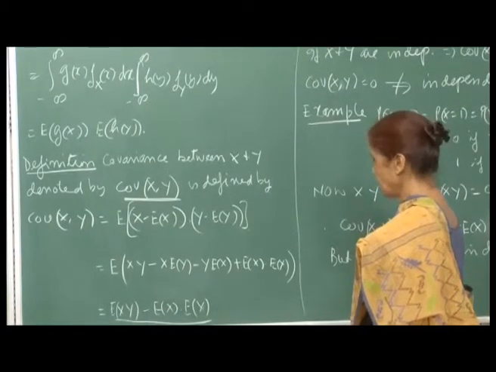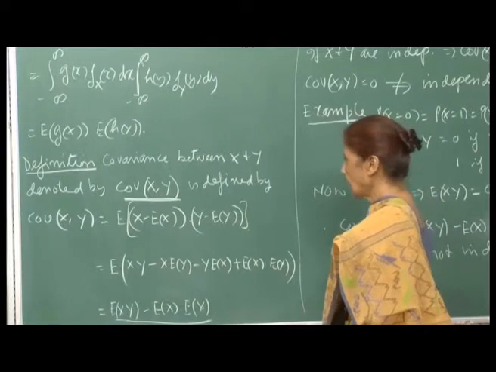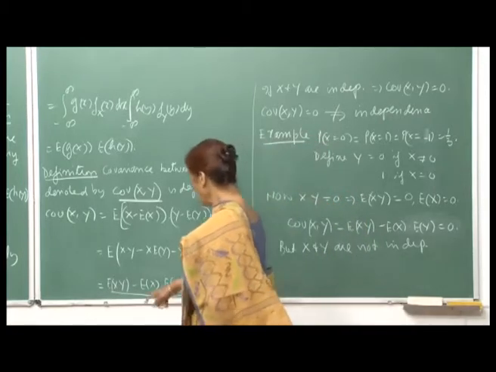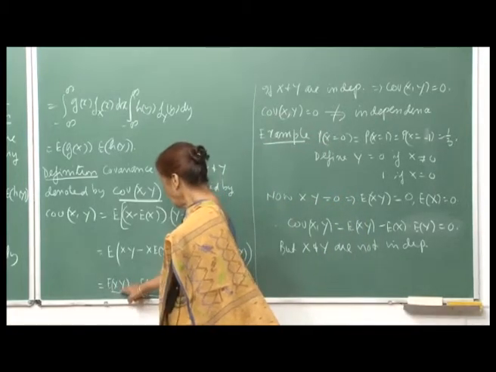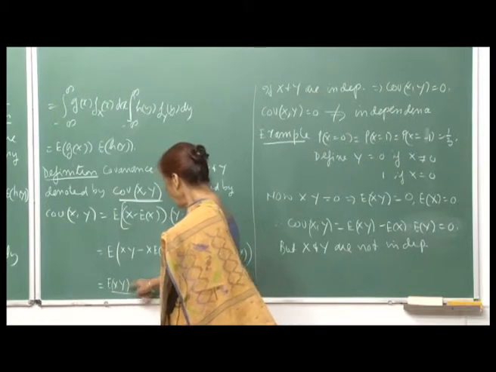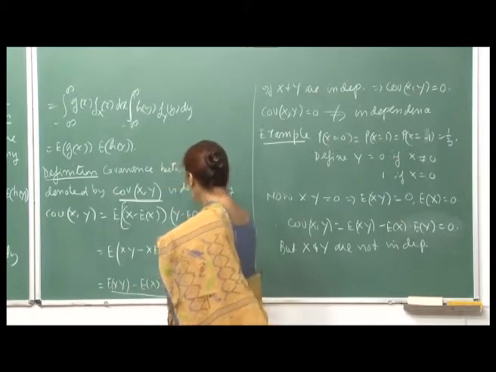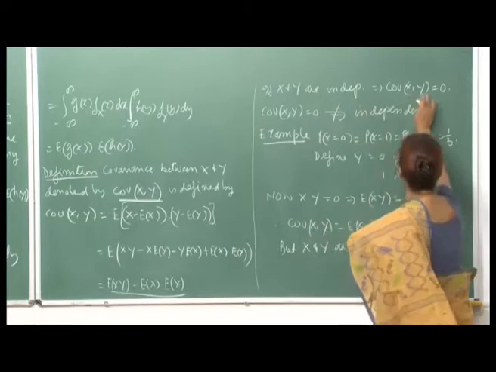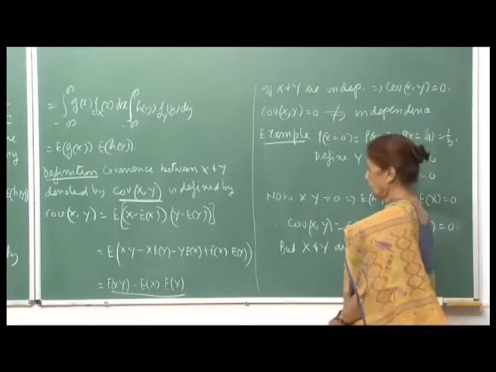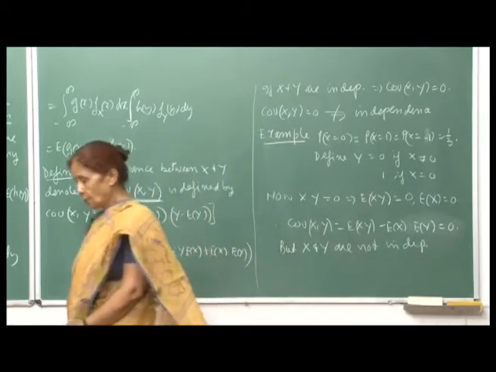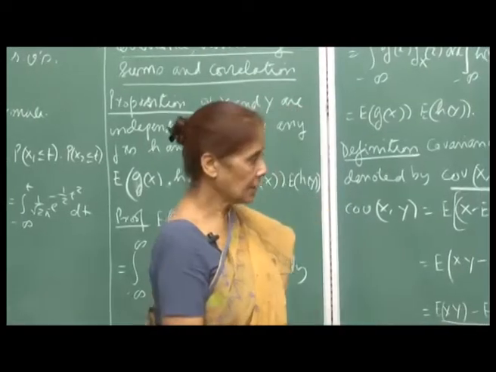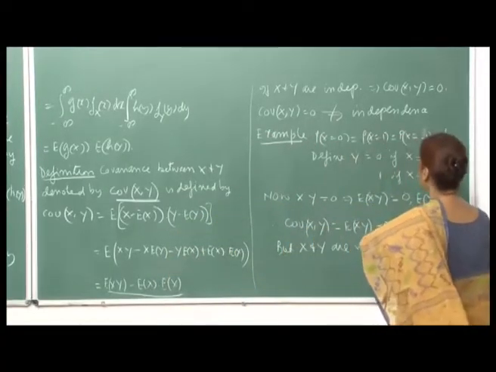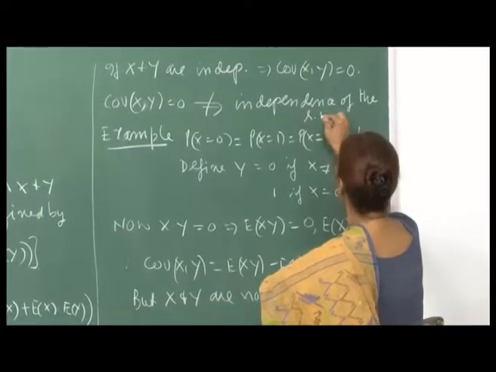This is the definition of covariance, and let us see what it indicates. If X and Y are independent, then E[XY] can be written as E[X]E[Y]. So E[X]E[Y] minus E[X]E[Y] will be 0. Therefore, if X and Y are independent, this implies that Cov(X,Y) is 0. But unfortunately, the converse is not true, that is, covariance equal to 0 does not always imply independence of the random variables.